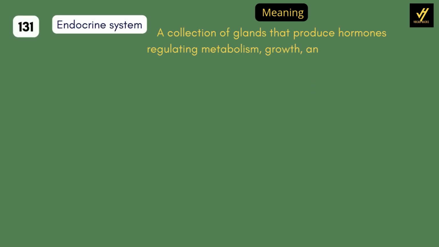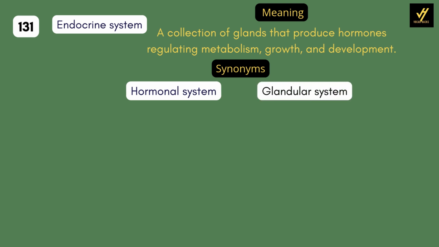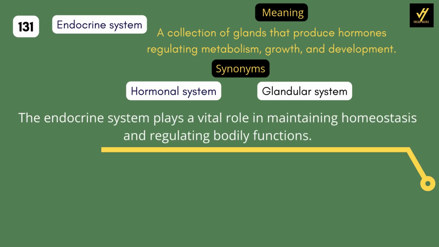Endocrine system, a collection of glands that produce hormones regulating metabolism, growth, and development. Hormonal system, glandular system. The endocrine system plays a vital role in maintaining homeostasis and regulating bodily functions.